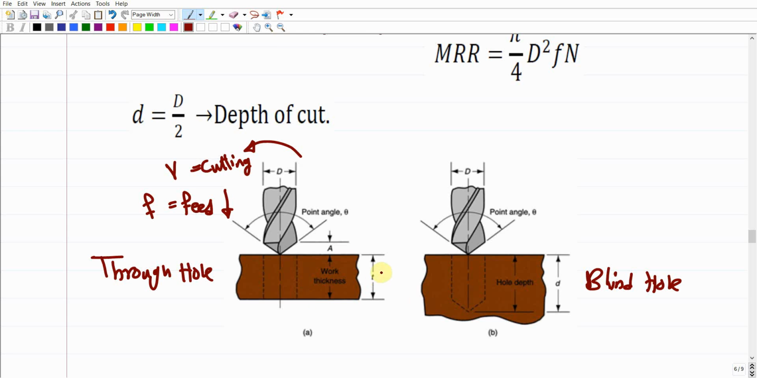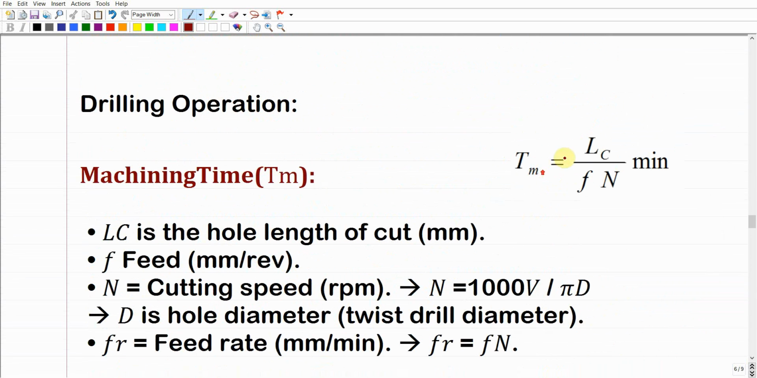Make sense? So to calculate the machining time, this is going to be the same equation, which is LC over FR, or the multiplication of F times N. It is the same one that we use for the turning operation. As I mentioned, this equation is used with all the machining operations.